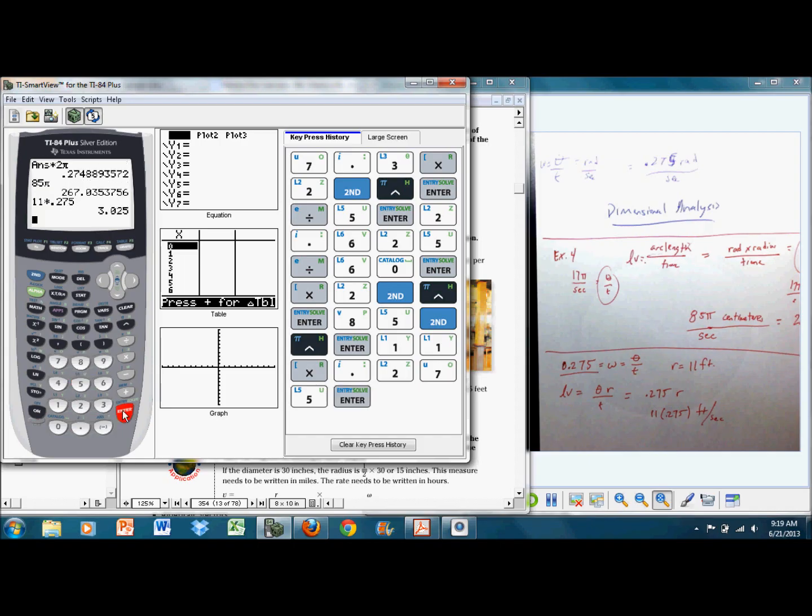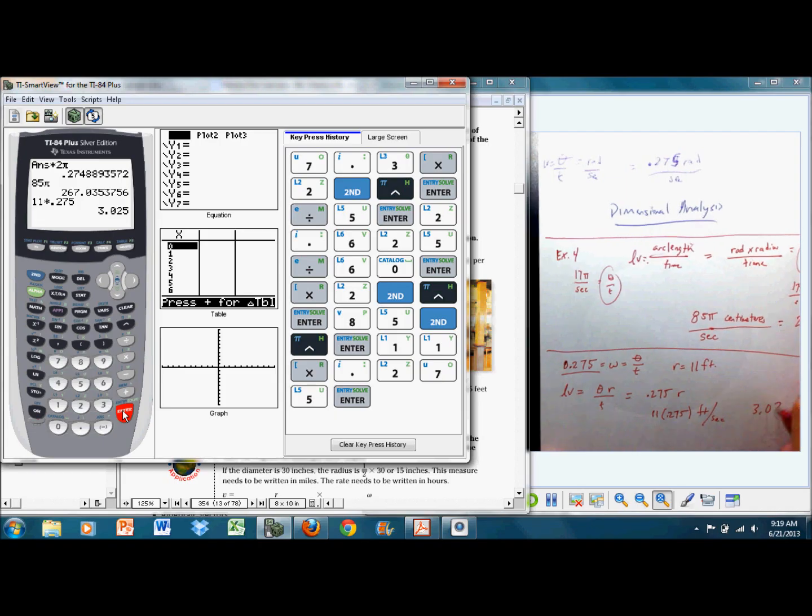Alright, and then you get an answer. It's 3.025 feet per second. Alright.